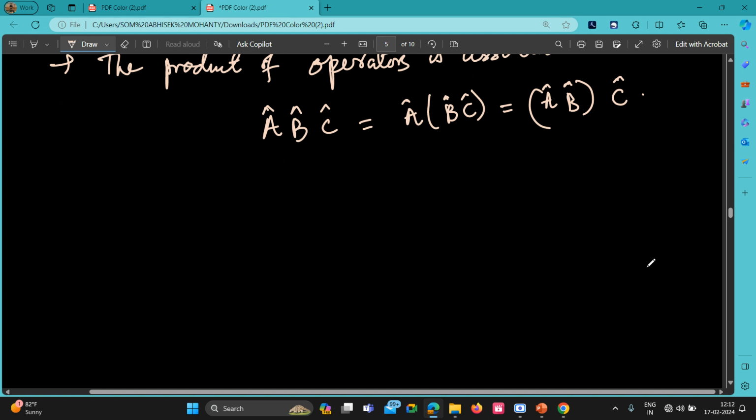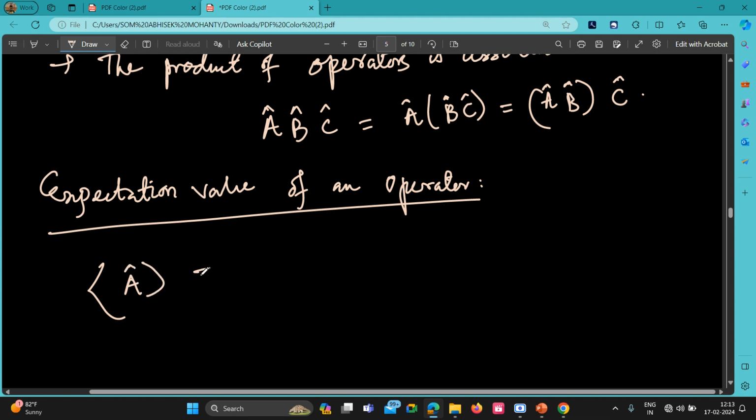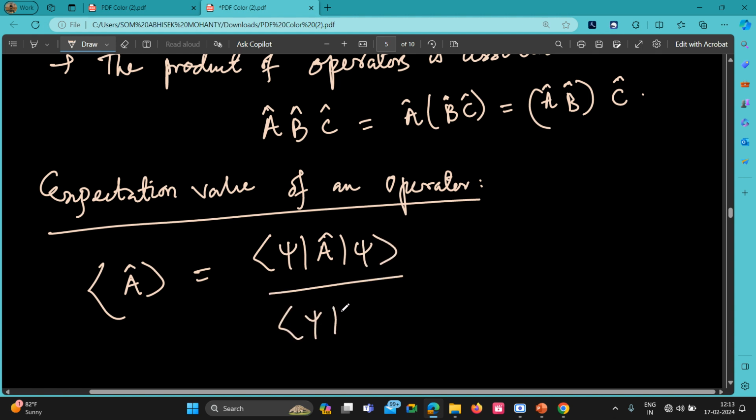Okay. Let's see the expectation value of an operator. Suppose how will I write it? The expectation value is like this: psi A psi divided by the inner product of psi and psi. If this is normalized, then the inner product of psi with psi will become 1, right? But anyway, we have to do it.